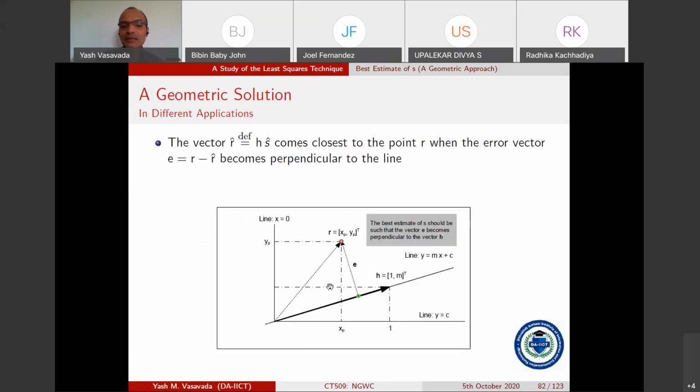The way it will come closest to R is when the corresponding H times S hat, this location shown in the green over here, the line connecting the green point to the red point is perpendicular to the direction of the line, right? If the green point were to move anywhere away from the location that I have shown, meaning that this angle, instead of being 90 degrees, becomes any other angle, then obviously this vector that I am calling vector E will become longer in length. Only when this is a right angle triangle is the length of E going to be the smallest.